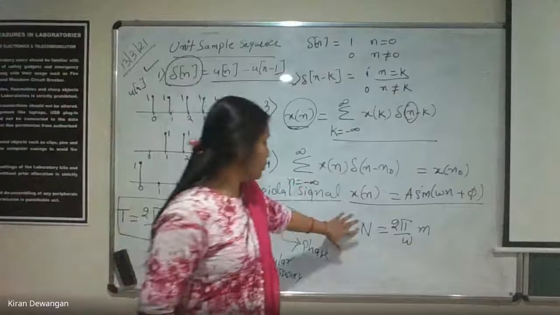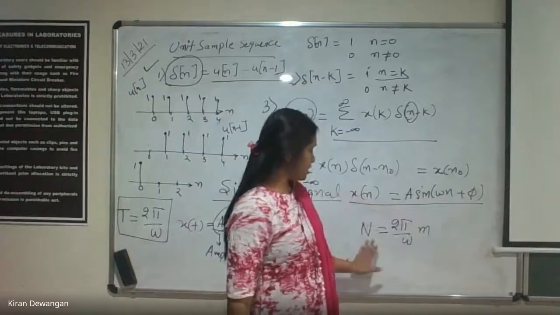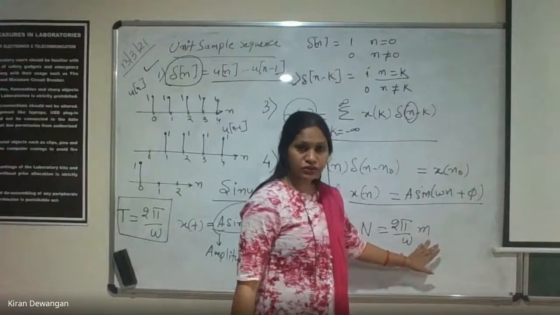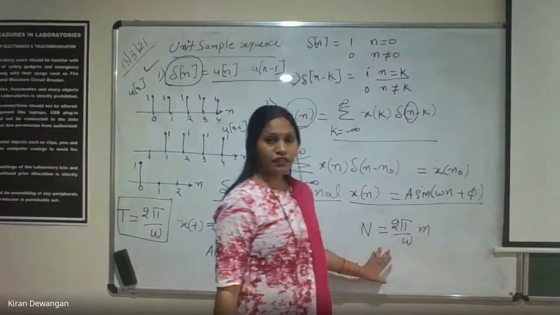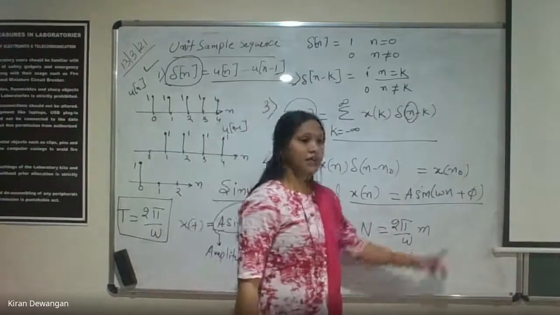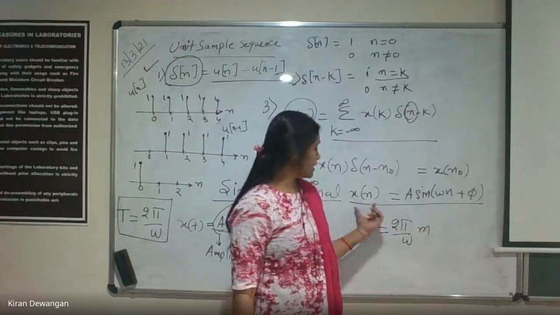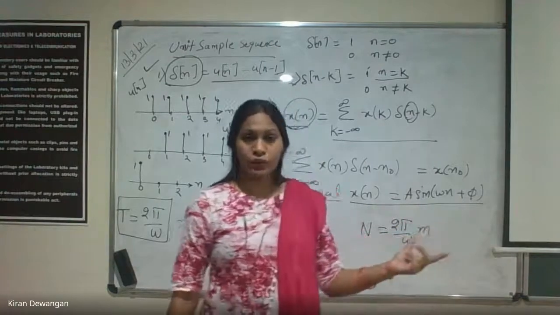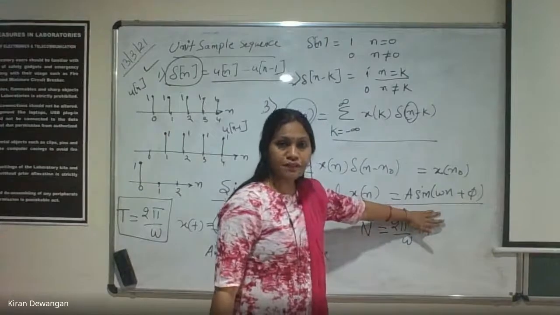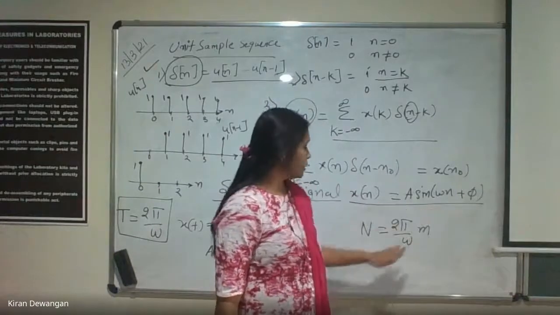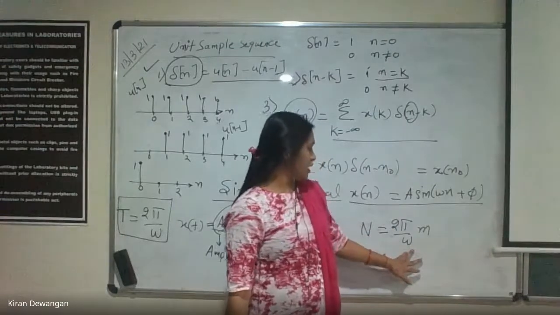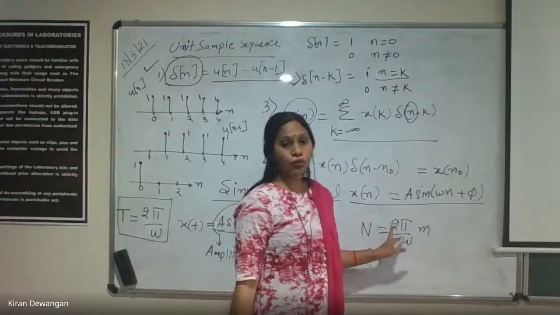Now we need to know this capital N and the m, which have to be integer values. Along with that, the condition for this sinusoidal discrete sequence to be periodic in nature is that this omega has to be an integer multiple of 2 pi.